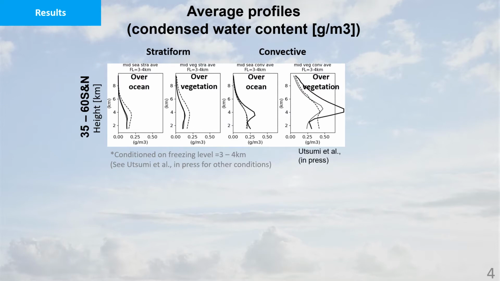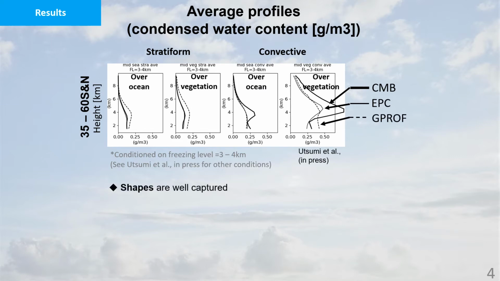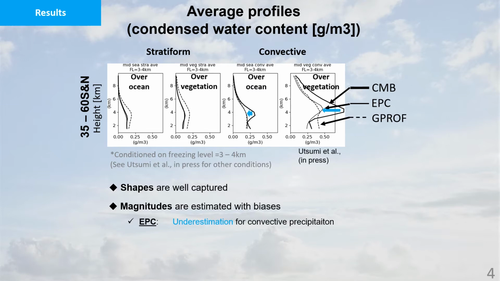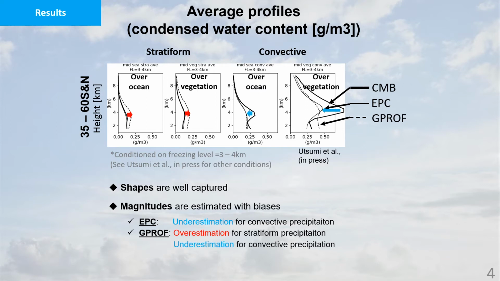Results. Here are the average profiles for mid to high latitudes: Combined algorithm, EPC, and GPROF. In general, the shapes are well captured by the passive algorithms, but the magnitudes are estimated with bias. EPC shows underestimation for convective precipitation. GPROF shows overestimation for stratiform precipitation, and also underestimation for convective precipitation.